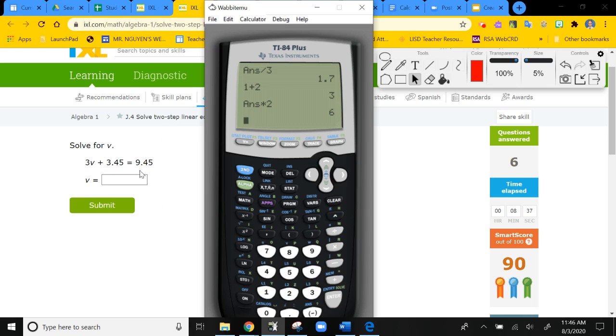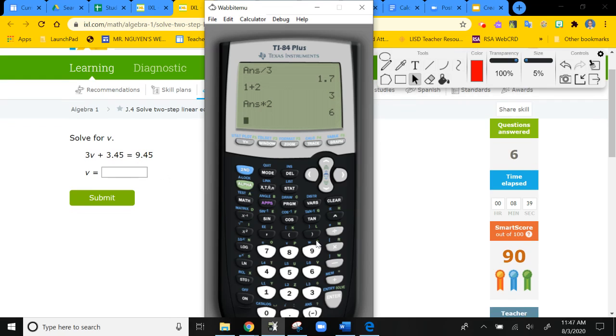Okay, so here you're going to start with 9.45. And then remember, you have to get rid of this first. So subtract first. Subtract the 3.45 first. Enter, and then you're going to divide by 3. There you go.